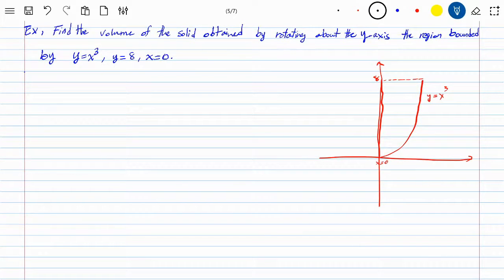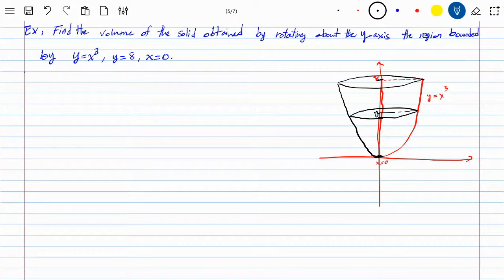And they say rotate this not about the x-axis, but about the y-axis. So what you get is a similar shape to what we did in the last example, but the rotation creates this cone to be upward. If you consider the cross section, the variable in this case is y, because y changes from 0 to 8.